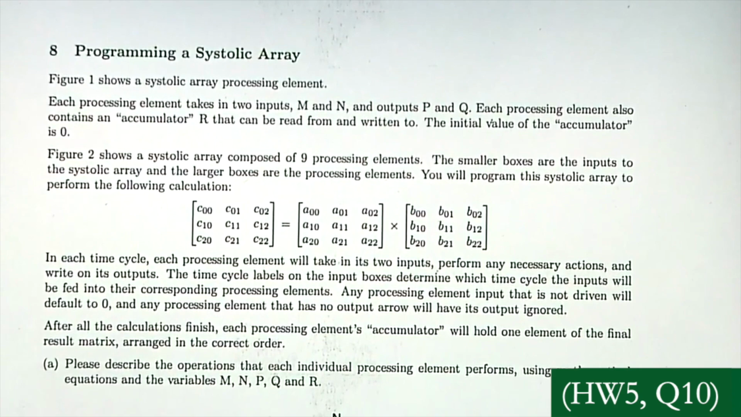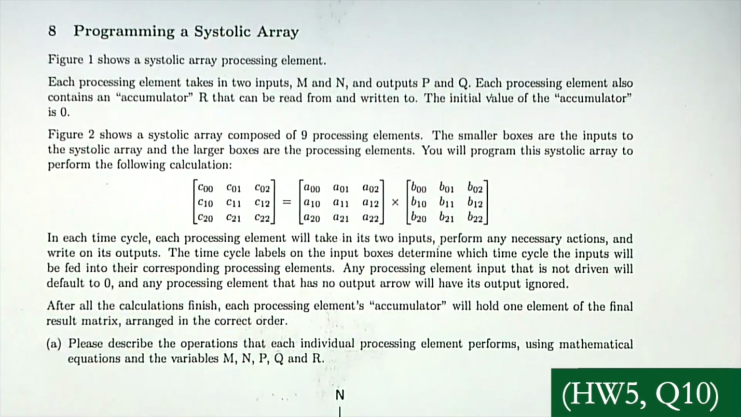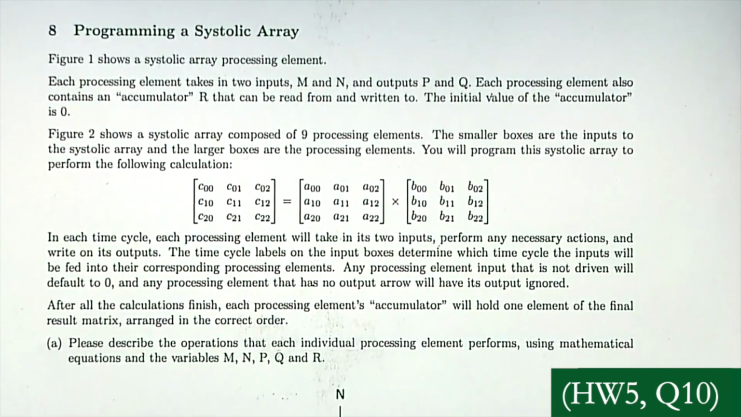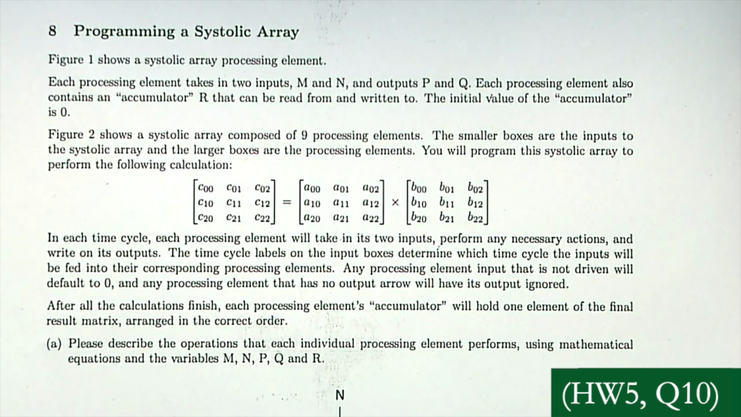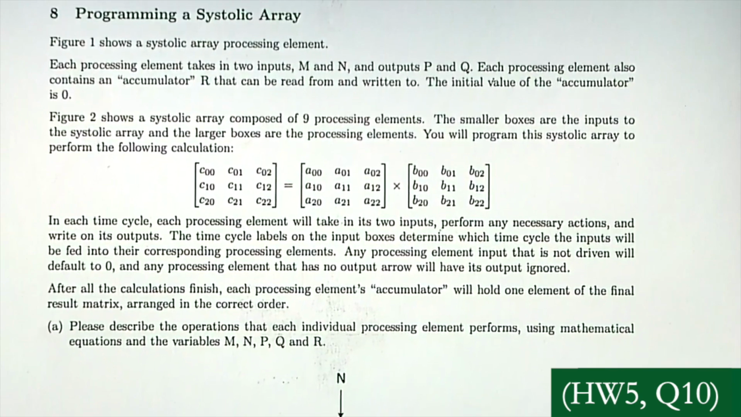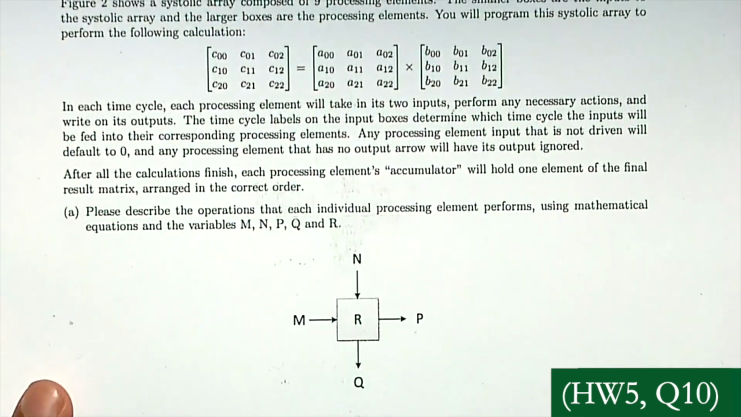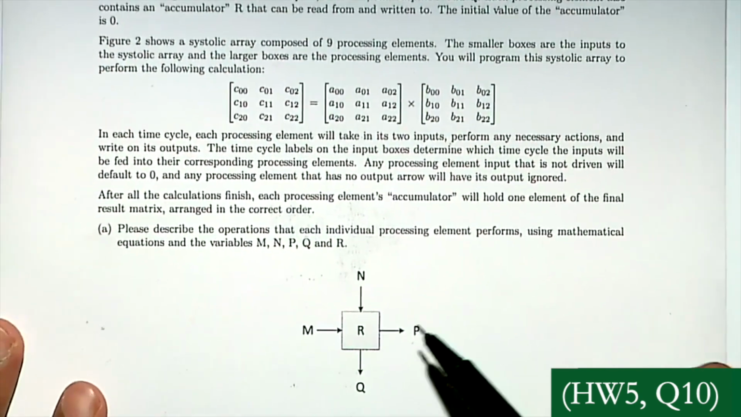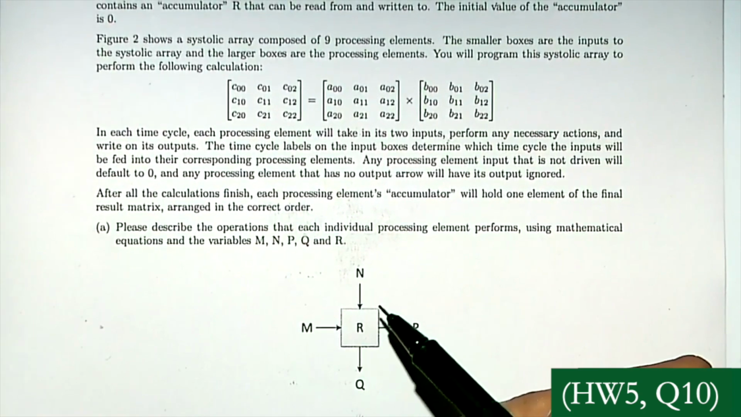Let's see. Okay, so this problem deals with a couple of figures here. So figure 1 shows a systolic processing element, right? And so figure 1 is this guy here. And so this is one processing element.